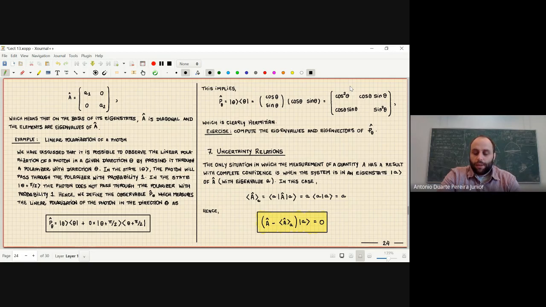And then I give you this exercise. You can compute the eigenvalues and the eigenvectors of P theta. So this is an exercise that you can do. And you see that the eigenvalues that you're going to get are 0 and 1. Okay? This means that the outcome of your measurement is either 1 or 0. So I see a photon or I don't see a photon. So this is represented by 1 and 0.